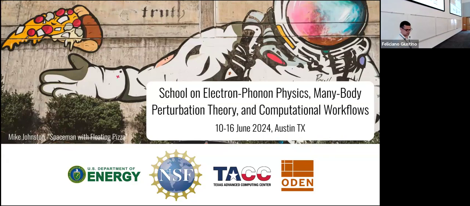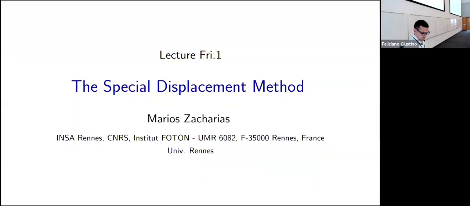My name is Zacharias. I'm currently a Marie Curie postdoctoral fellow at the University of Rennes, and today we're going to talk about the special displacement method. The special displacement method is an alternative approach to incorporate the effect of electron-phonon coupling in first principles calculations. We rely on adiabatic non-perturbative supercell calculations, and we displace the nuclei in the supercell to capture the effect of electron-phonon coupling.